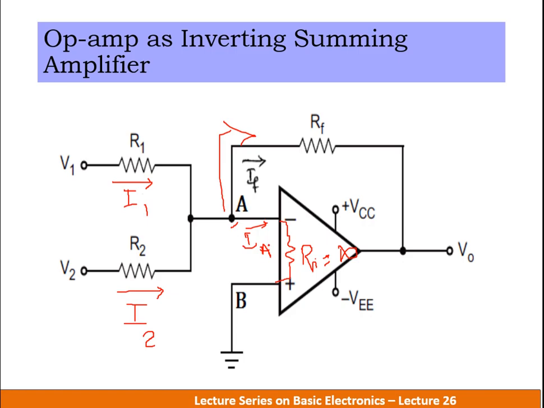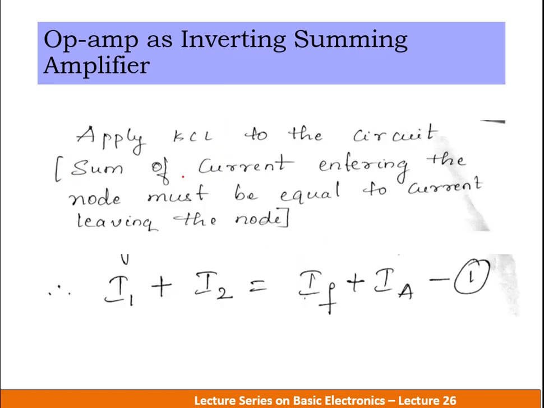Whenever IA becomes equal to 0, all the currents entering the node A, as there is no chance for current to flow into the op amp, will flow via the feedback resistor, that is RF. Therefore I1 plus I2 becomes equal to IF. The IA component becomes equal to 0 because of assuming the virtual ground concept. So after applying KCL to the circuit, we know that I1 plus I2 becomes equal to IF plus IA. Let us consider this as equation number 1.